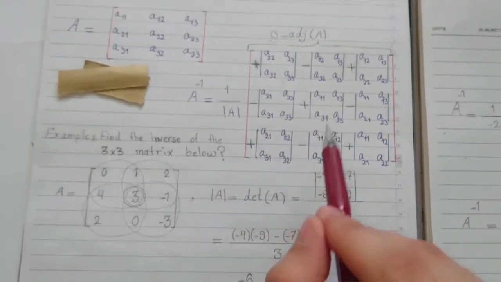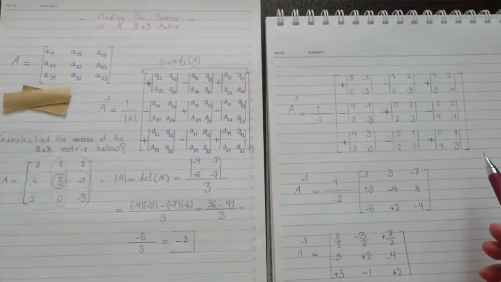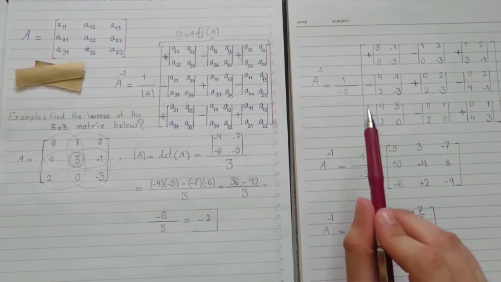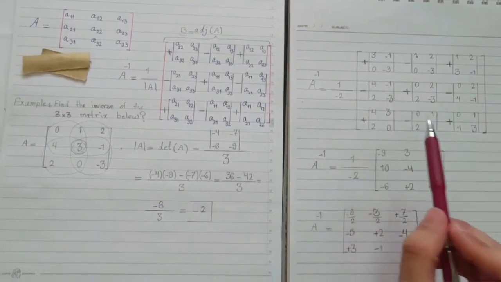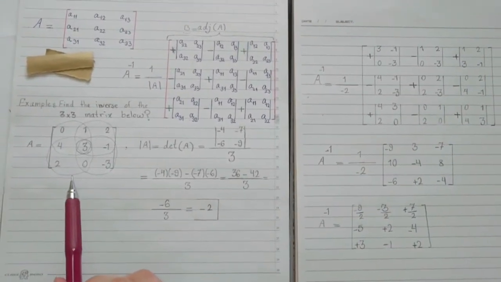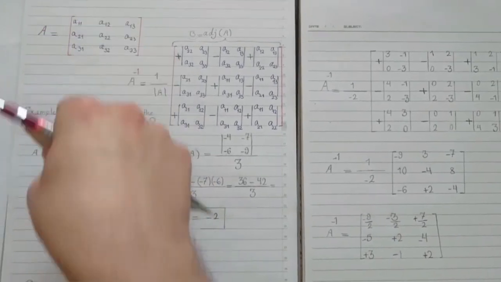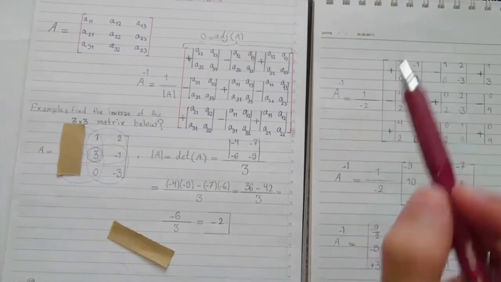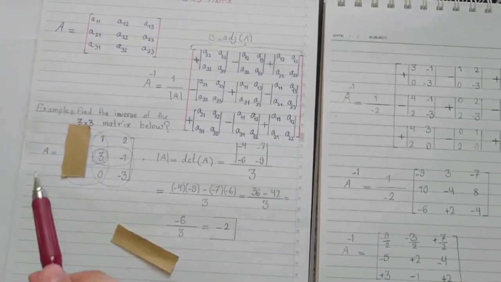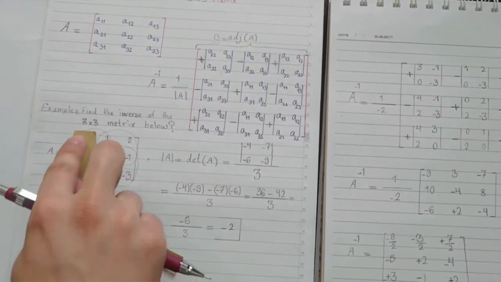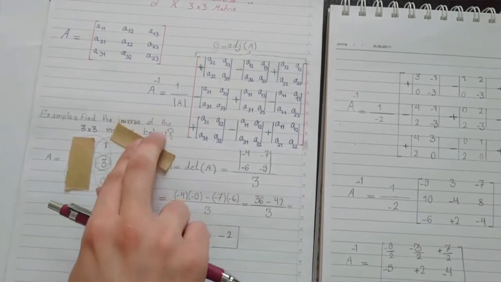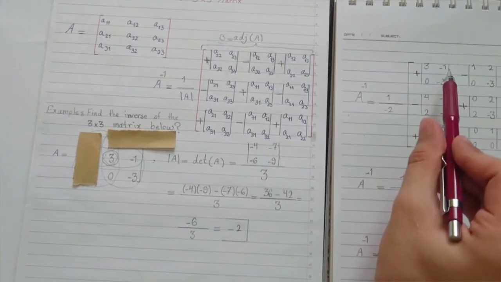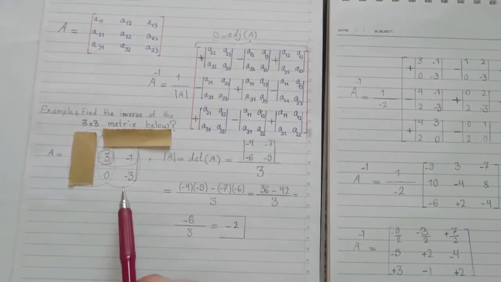By using this formula, we have here 1 over the determinant of our matrix, which is negative 2, times the adjoint of this matrix. How do we find the adjoint of this matrix? Let's find it. Okay, the first entry is equal to the determinant of the matrix left after ignoring the first column and the first row, which is 3, negative 1, 0, and negative 3.